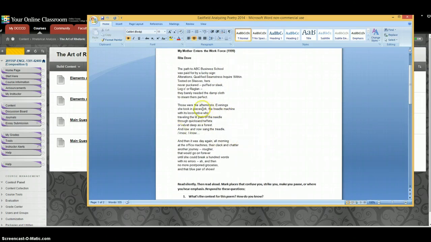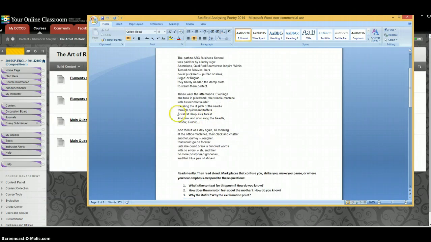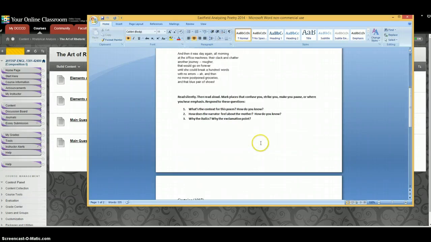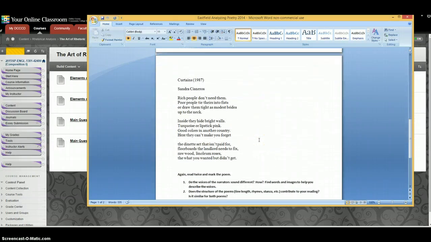You can look at the sounds right here where you have the locomotive whir of the treadle machine. You have this example of personification here, "and now," saying the treadle. You have this velvet deep as a forest, which is a beautiful simile. And so what you really need to do is go through and annotate the poem and look for the different pieces of figurative language and answer those big questions, those 5 main questions of rhetoric. Okay? And then here's the second poem.